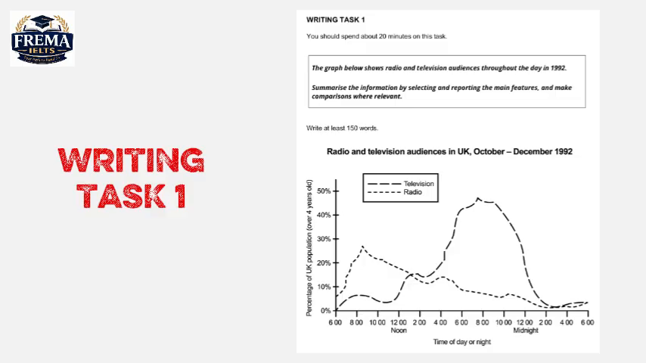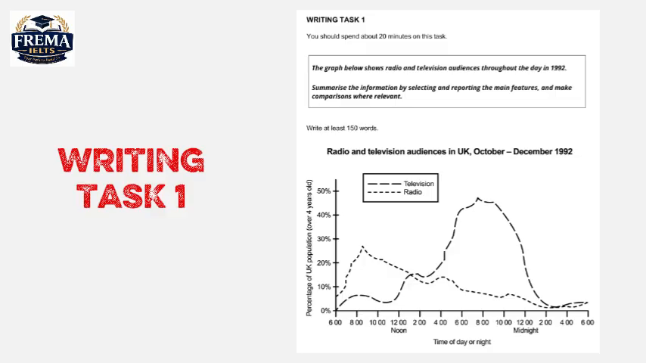The third and fourth paragraphs are the body paragraphs. In these paragraphs, you describe the details of the graph and include relevant figures while making comparisons between radio and television audiences at different times of the day.